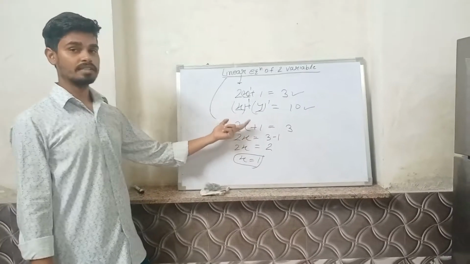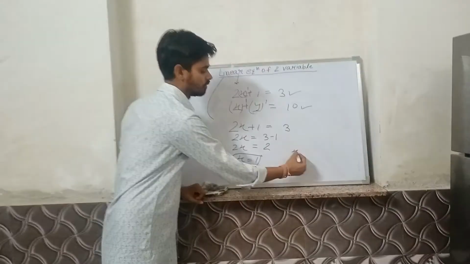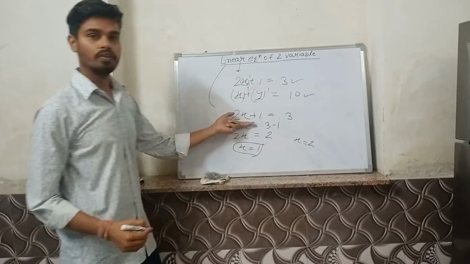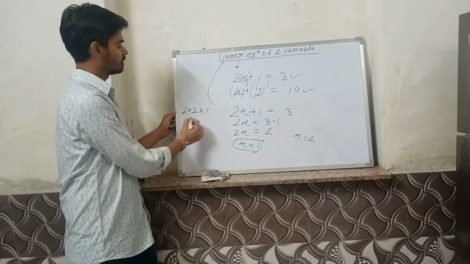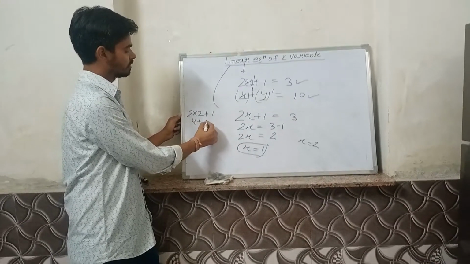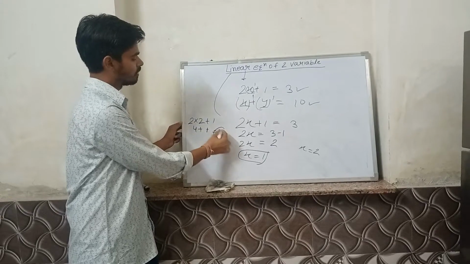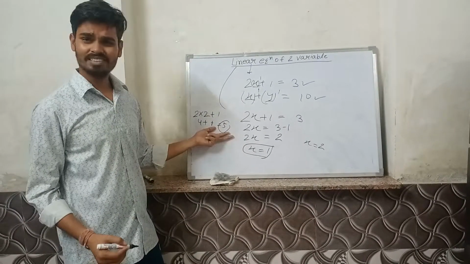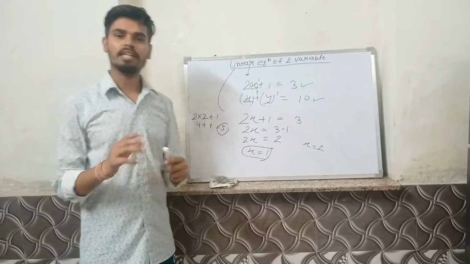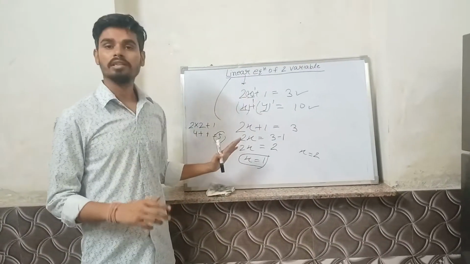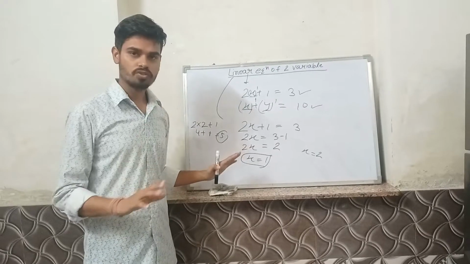If we put x is equal to 2 and solve it, 2 into 2 plus 1, 4 plus 1 is 5. So is 5 equal to 3? No. So we can say that a single variable equation has only one solution.